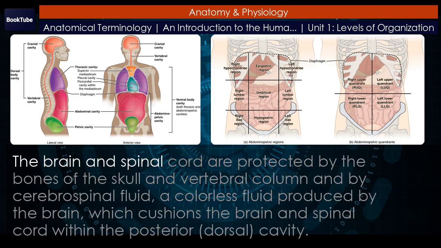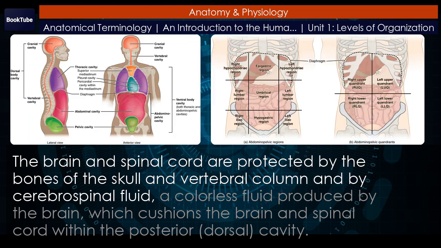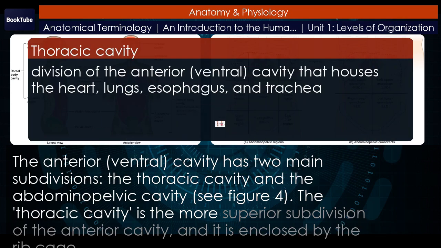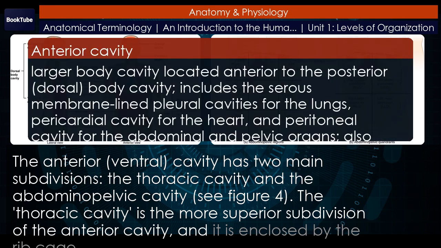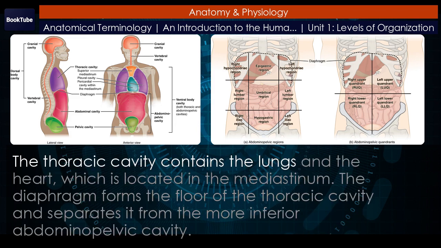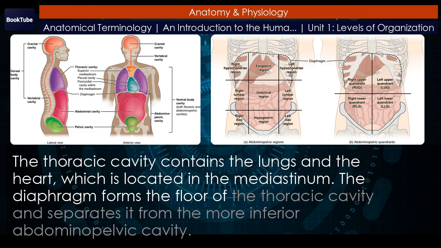The brain and spinal cord are protected by the bones of the skull and vertebral column and by cerebrospinal fluid, a colorless fluid produced by the brain, which cushions the brain and spinal cord within the posterior (dorsal) cavity. The anterior (ventral) cavity has two main subdivisions: the thoracic cavity and the abdominopelvic cavity. See Figure 4. The thoracic cavity is the more superior subdivision of the anterior cavity, and it is enclosed by the rib cage. The thoracic cavity contains the lungs and the heart, which is located in the mediastinum. The diaphragm forms the floor of the thoracic cavity and separates it from the more inferior abdominopelvic cavity.